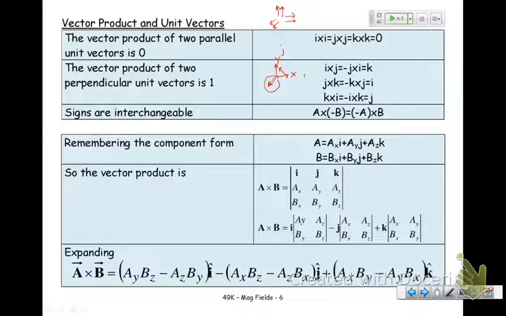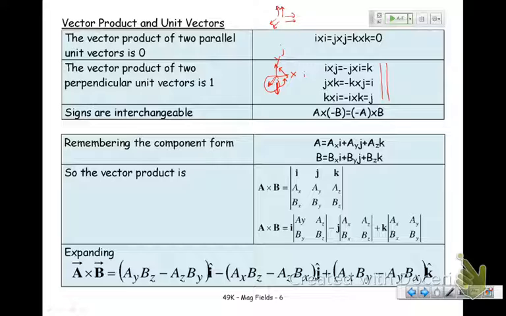And minus j crossed with i gives me a k. And j crossed with k gives me an i. And minus k crossed with j gives me an i. And k crossed with i, etc. So play with those a bit. Just don't be stymied by i, j, k and vectors. Just play with them. The signs are interchangeable.